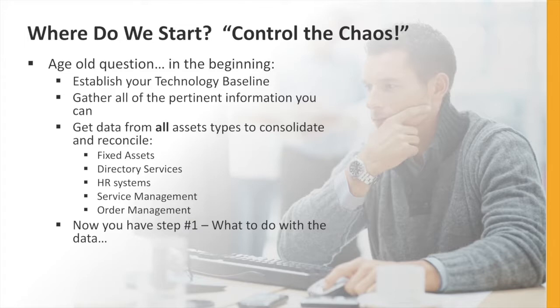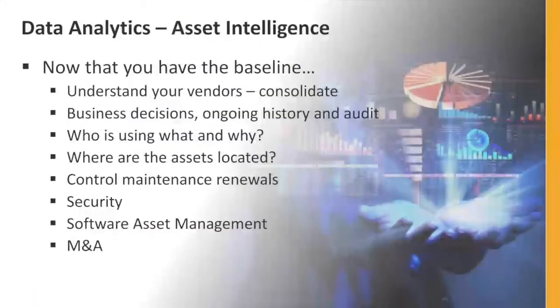So now that you've done step one, establish the baseline, pull in the data, and then put everything into one system, you can actually move on to the next step, which is data analytics, what we call asset intelligence. So what does asset intelligence mean? Well, understanding, as an example, all of your vendors. If I'm buying stuff from Dell, and I'm buying stuff from here, and I'm buying stuff from there and everywhere, how are you going to negotiate?